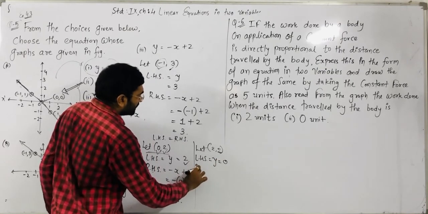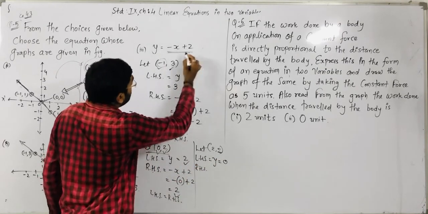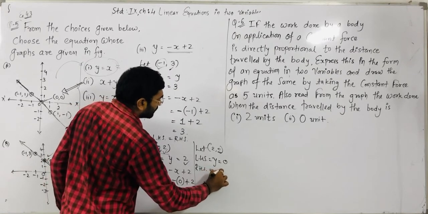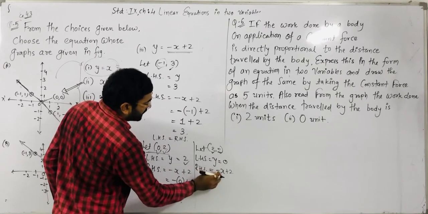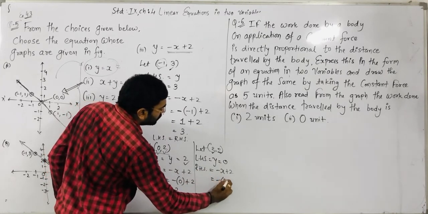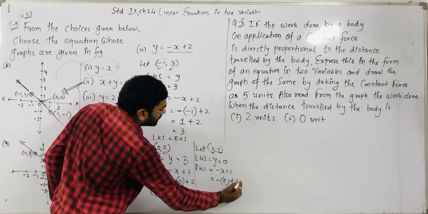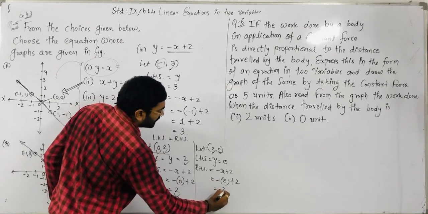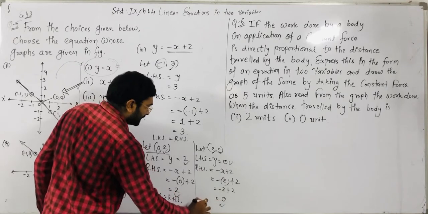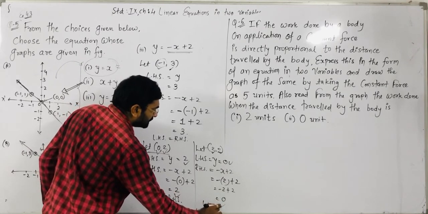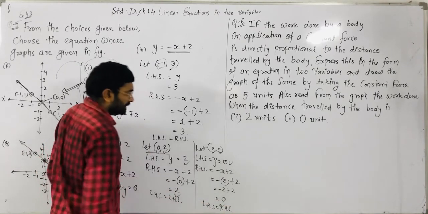On the right hand side of the equation, minus x, right? In place of the x coordinate, we have to write 2. So minus 2 plus 2, so we get 0. Observe the left hand side and the right hand side, both values are equal, right?